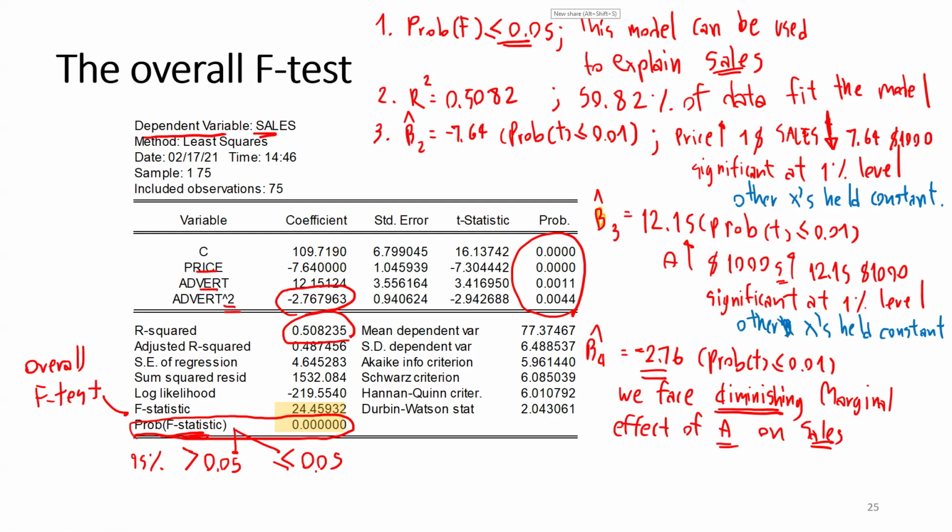Okay, you can write that advertisement square increased by 1, sales decreased by 2.76, significant at the 1% level, other X held constant, and you put in brackets diminishing marginal effect. That's the keyword.